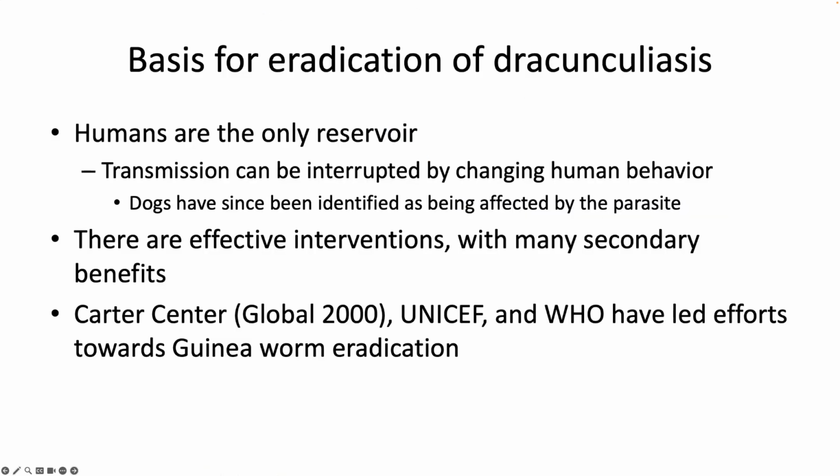So what's the basis or rationale for embarking on eradication of guinea worm? As I mentioned, for a long time it was thought that humans were the only reservoir, but it recently became clear that dogs may carry guinea worm. But for the most part, humans are thought to be the main reservoir, which allows you to interrupt transmission by changing human behavior. As we'll see, there are many effective interventions to eliminate guinea worm transmission, and they often have secondary benefits, such as providing clean water. The Carter Center and UNICEF and the World Health Organization have been the organizations that have been leading the efforts towards guinea worm eradication.